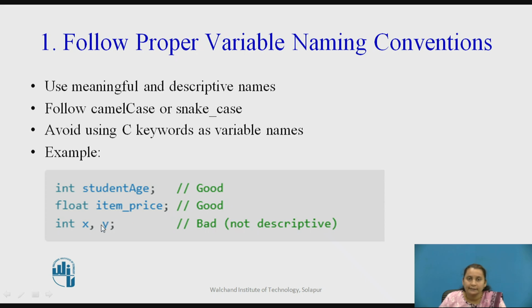Here we can see the third example, where we are declaring int x, y. This is bad, this is not descriptive. When we read x and y, we will not understand what value we are actually storing there. So we should take meaningful and descriptive names, as well as follow these methods, camel case and snake case.